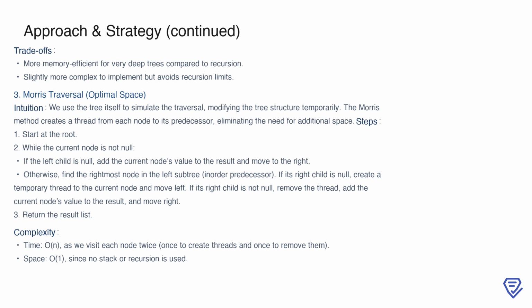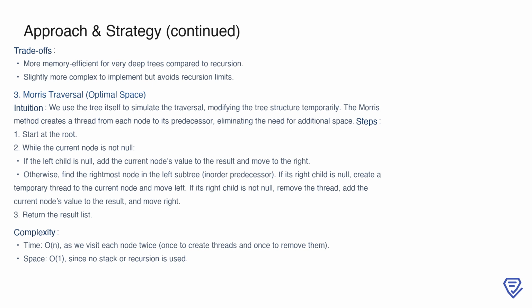The iterative method improves memory handling for deep trees, but we can go even further with Morris traversal, which achieves constant space usage. This approach modifies the tree temporarily to facilitate traversal. The idea is to use the tree's structure by creating threads from nodes to their in-order predecessors. Starting at the root, if a node has no left child, we process it and move to its right. Otherwise, we find its rightmost node in the left subtree. If this rightmost node hasn't been threaded, we create a temporary connection back to the current node and move left. If the thread already exists, we remove it, process the current node, and move right.